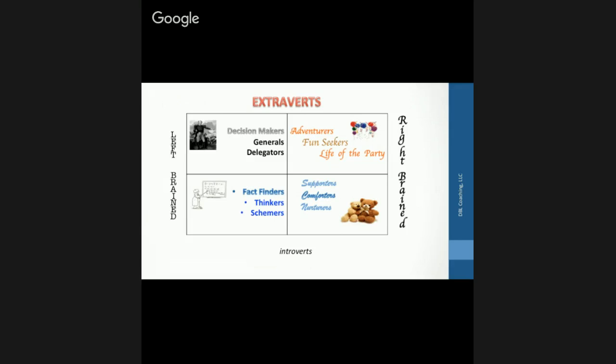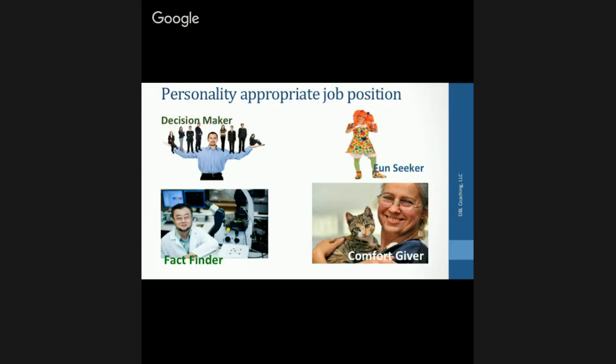So to give you a little bit of a visual for that, think about this. The right-brained extrovert, right upper corner, is a fun seeker, a clown, that person that's going to make everybody in the clinic laugh. The right-brained introvert, right lower quadrant, is a comfort giver. The left-brained introvert, left lower quadrant, is a fact finder. Those are the ones that always want to do the lab work or the IT part of your clinic. The left-brained extroverts are the decision makers. They can make decisions, boom, boom, boom, all day long.